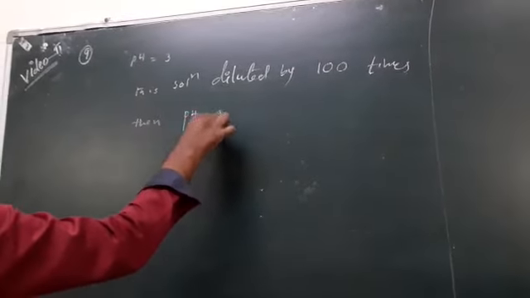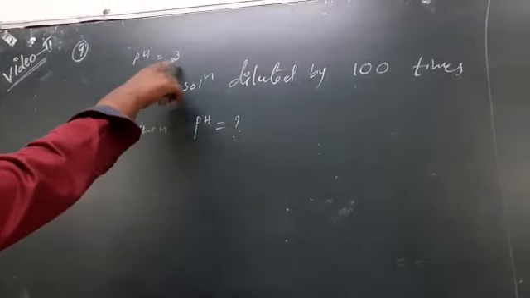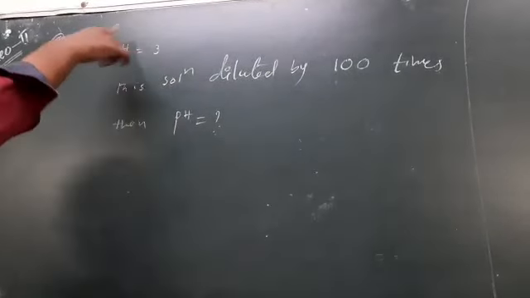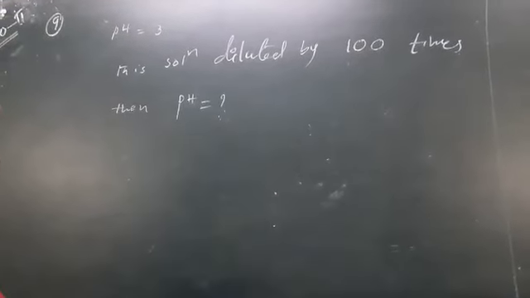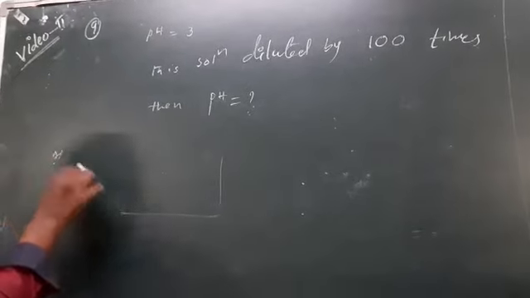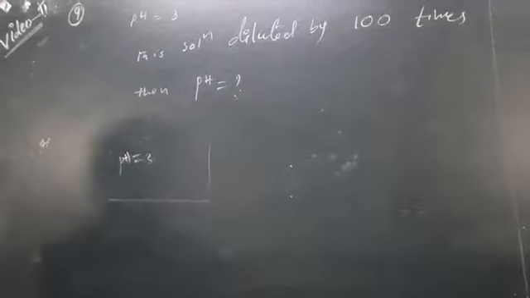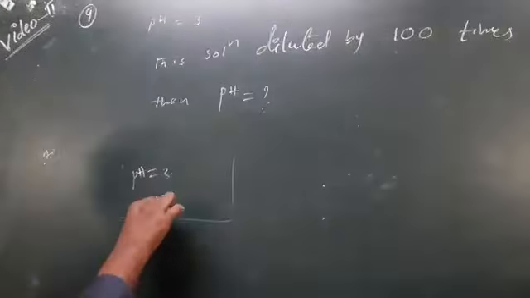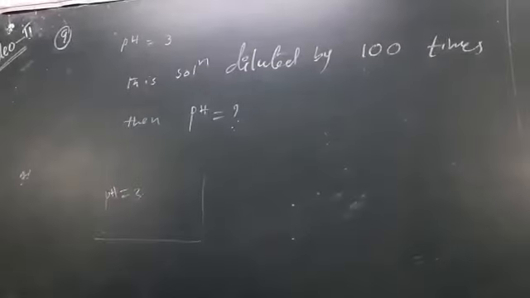Resultant pH. A solution having pH 3 is diluted by 100 times. Then what is the resultant pH? In a container, we are taking the solution with pH equal to 3. pH equal to 3 means you know the concentration of H plus. If you take it directly, I am saying the answer.